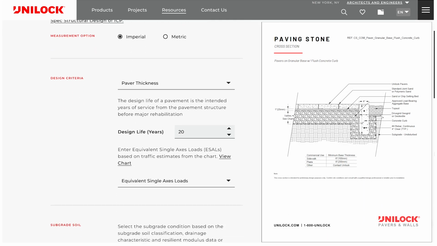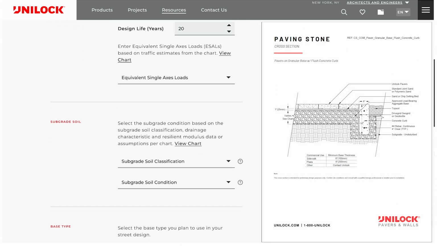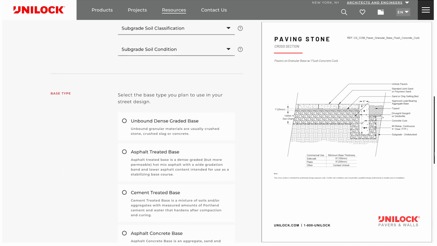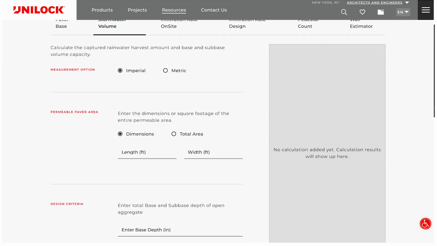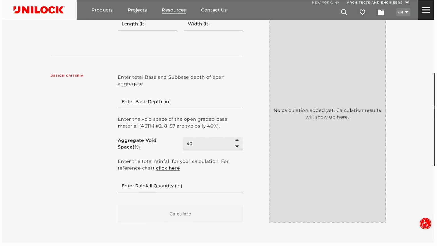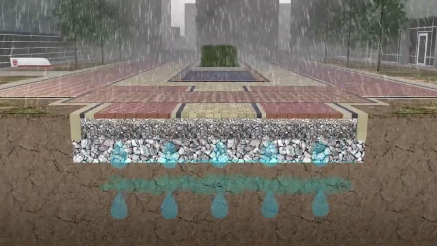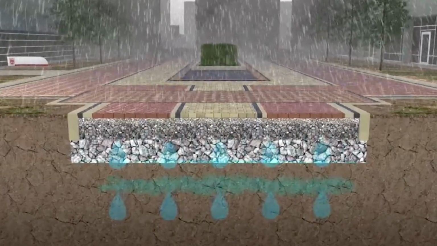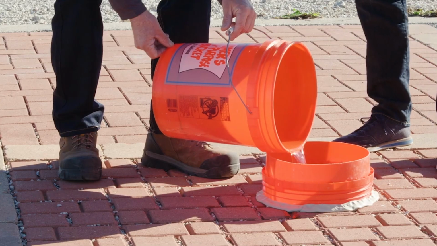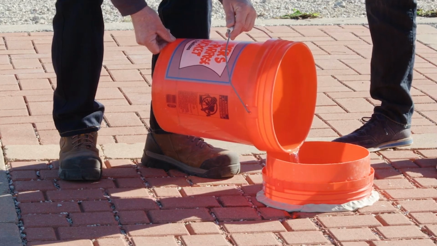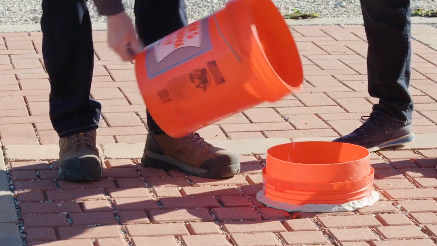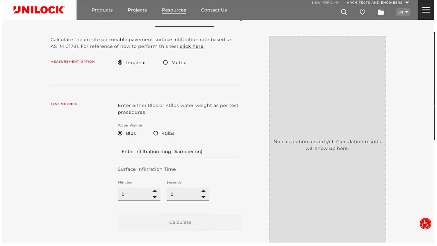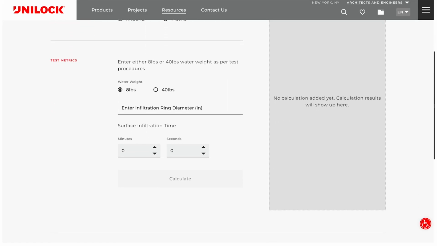The paver base calculator provides a recommendation for how much bedding and base material is required for your paver project. The stormwater volume calculator determines the captured rainwater harvest amount, as well as the base and sub-base volume capacity of a project's design. The infiltration rate on-site calculator evaluates the performance of an installed permeable paver system by calculating the surface infiltration rate based on your on-site test results.